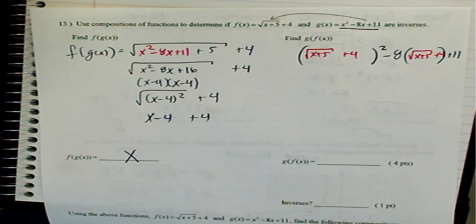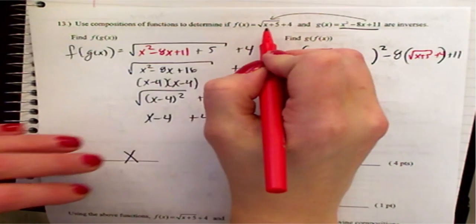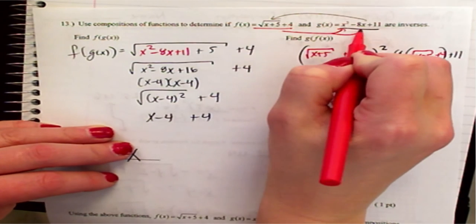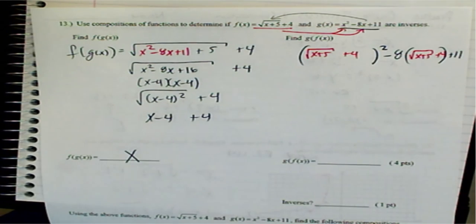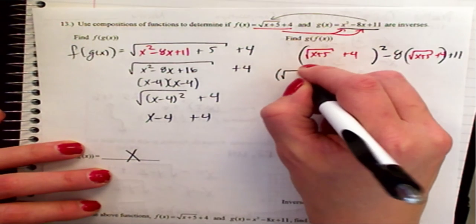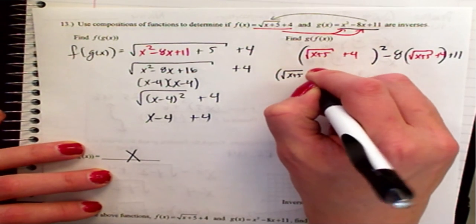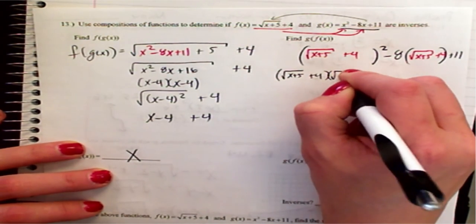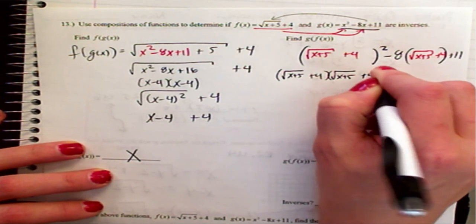The trick here is you end up having to plug it in twice because there's 2 x's. And so I'm going this direction. Plug it in twice. Careful how you FOIL. Root x plus 5 plus 4, root x plus 5 plus 4.